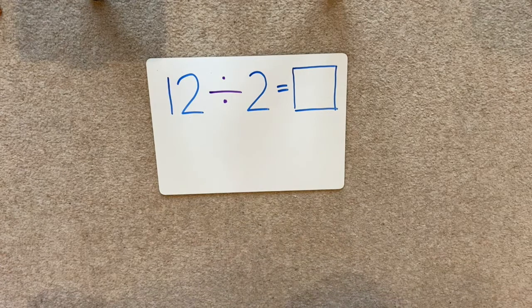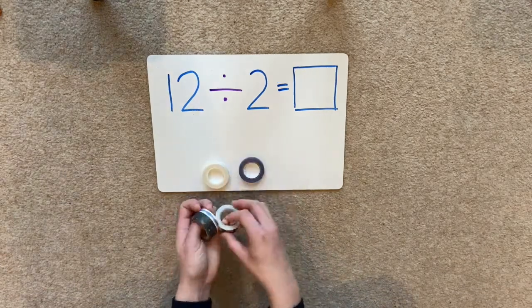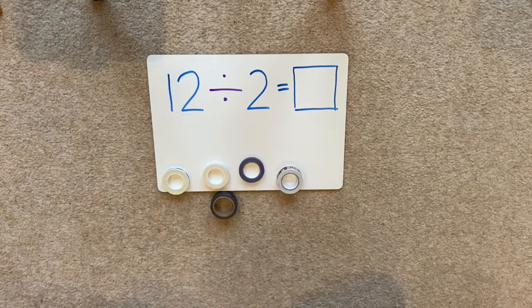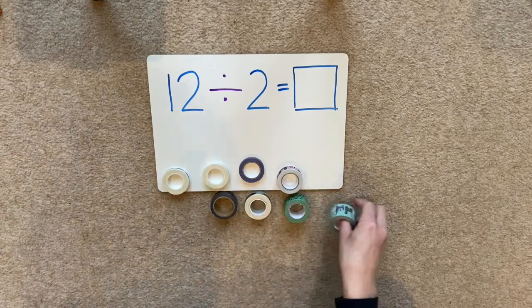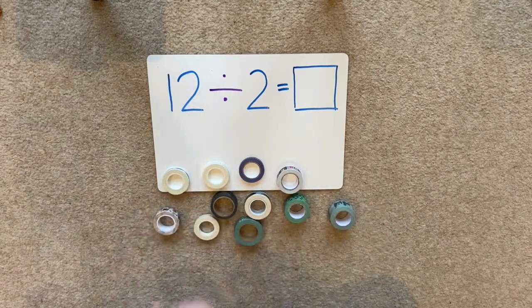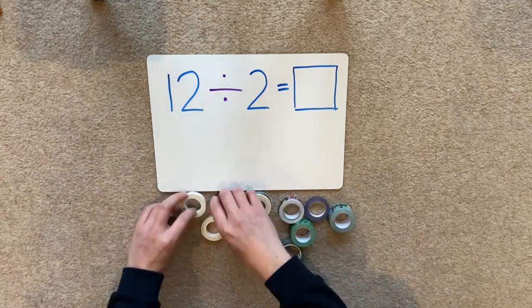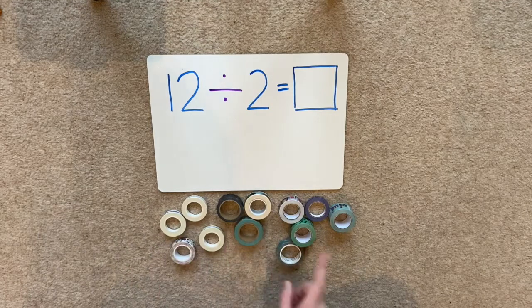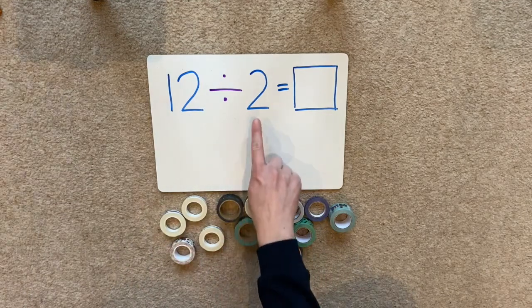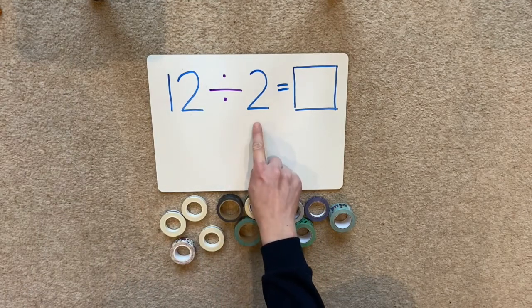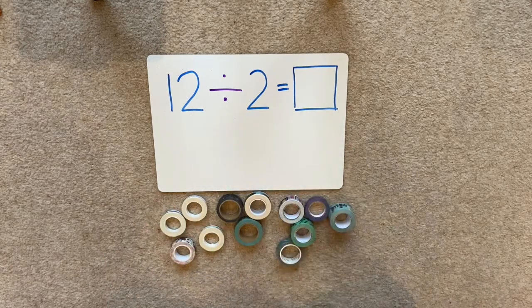So I've got 12 rolls of washi tape, and I want us to figure out how many washi tapes each person will have. It's going to be shared between 2 people. So 12 altogether, shared between 2 people.